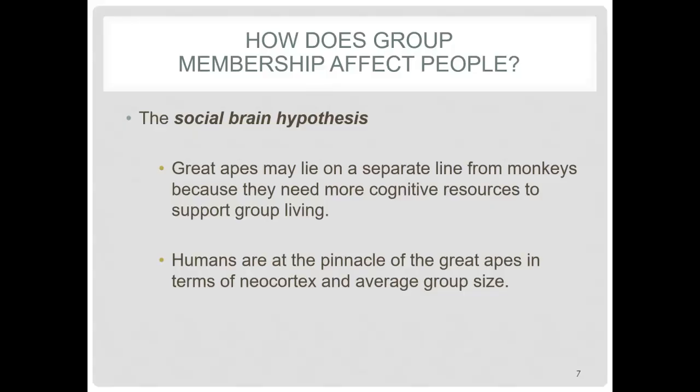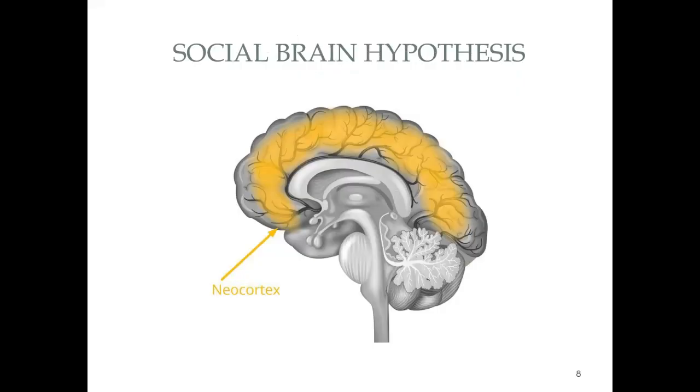Now, we're great apes as humans. And great apes lie on a separate line from monkeys, and this is because we just need more cognitive resources to support group living. And we are the pinnacle of the great apes in terms of neocortex and average group size. So here's your neocortex right here. It's all that pink wrinkly stuff.